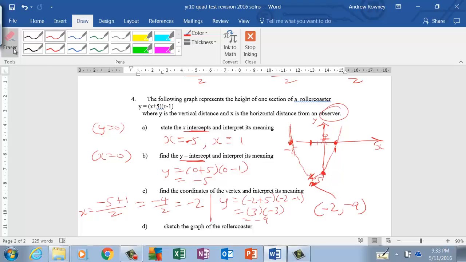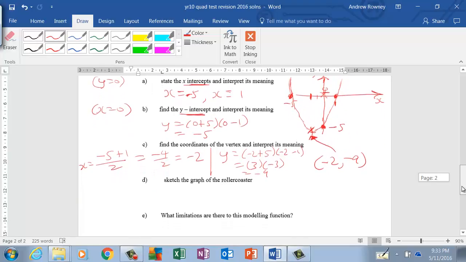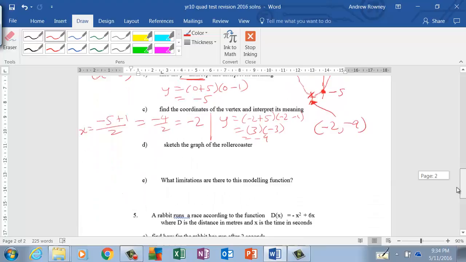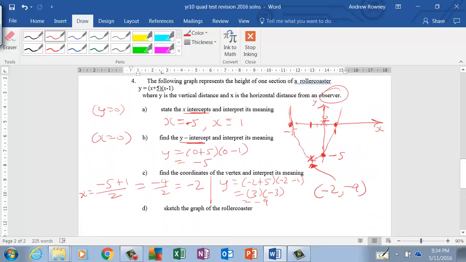So it cuts the y-axis at minus 5, and it has a turning point at minus 2, minus 9. Sketch the graph, so we've already done that over there. And then what limitations are there? Limitations are this function here that we've actually plotted.